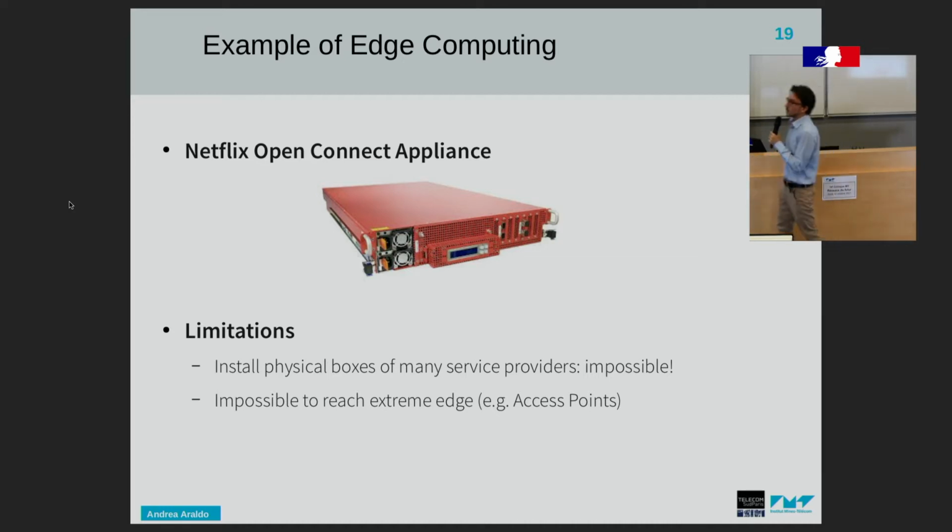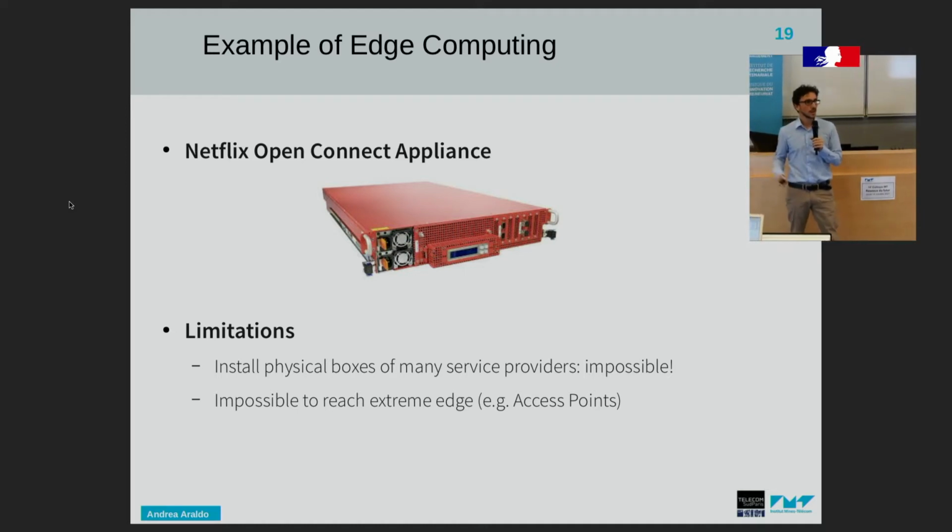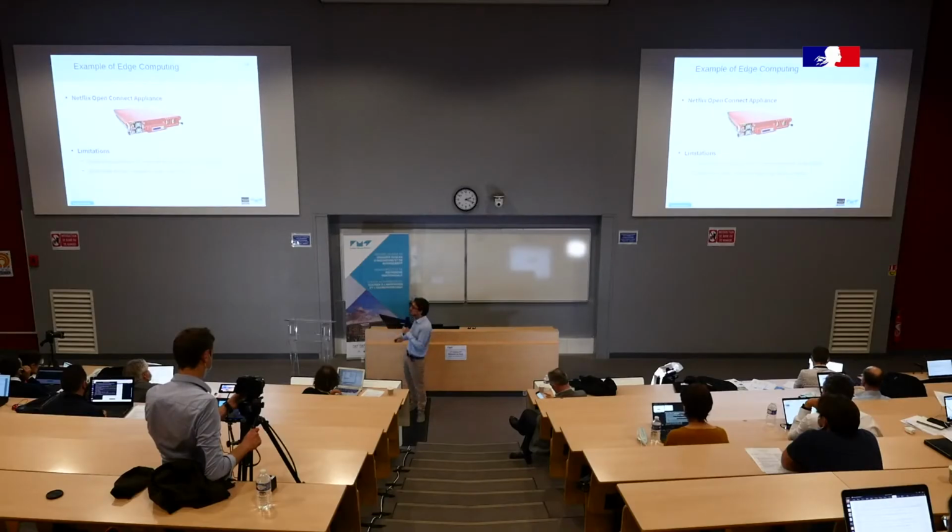One example of edge computing that we maybe use every day, even if we don't notice, is represented by the Netflix Open Connect appliance. This is a physical server that Netflix installs in some of the access networks of operators. And Netflix can control this box remotely and can decide which content to push there in order to serve the most popular content directly from the edge. So this works very well, but of course this has a lot of limitations. First of all, imagine if now hundreds of service providers come, each with their own physical servers to install into the access network. This would be unfeasible, very cost prohibitive to install and to maintain. And also we cannot install hundreds of boxes like this into the access points of users, okay? So this is the current status of edge computing, but this is not future-proof.